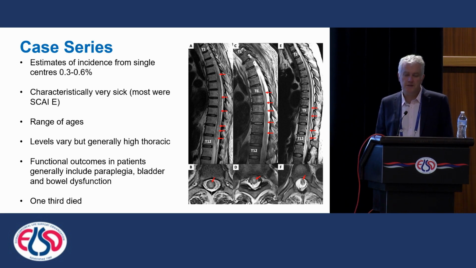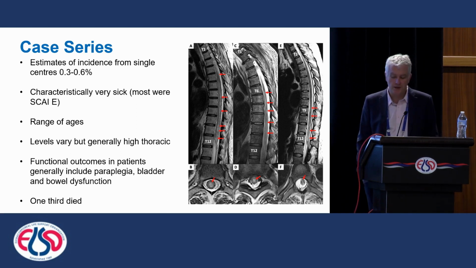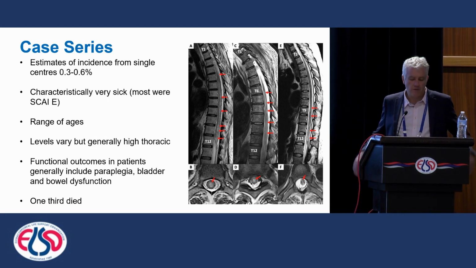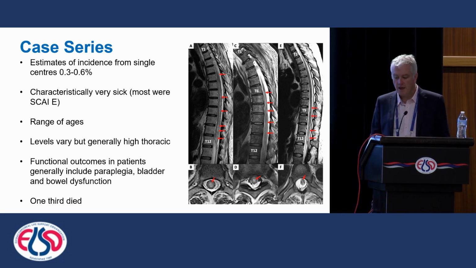The patients they describe are characteristically very sick. They've all got severe cardiogenic shock. They've either failed to wean from cardiopulmonary bypass, and they're really in SCAI class E, the extremis group of patients. There's a range of ages in there. It's not a disease particularly of the elderly. It's the range of ages you would see who are supported on VA ECMO, really.